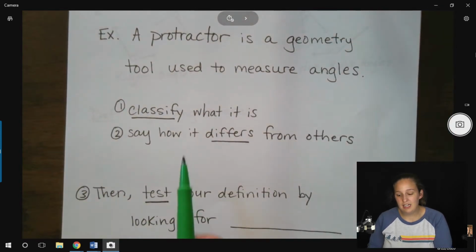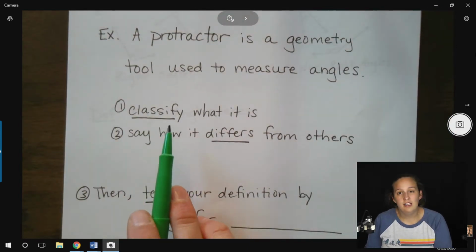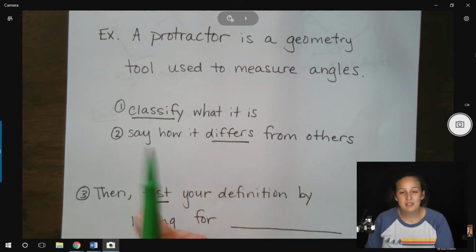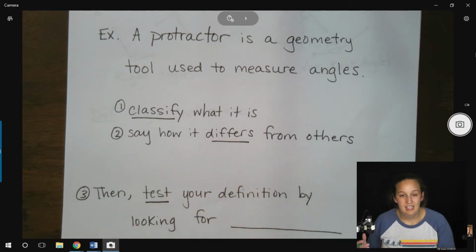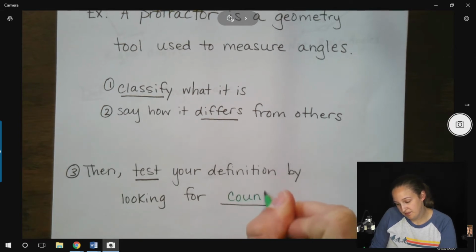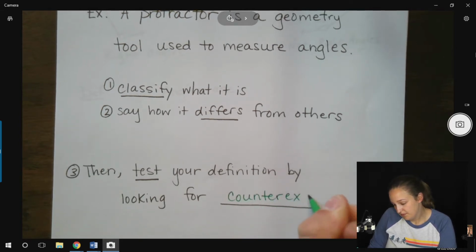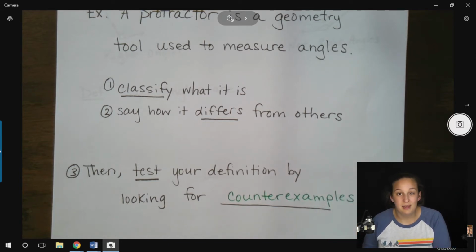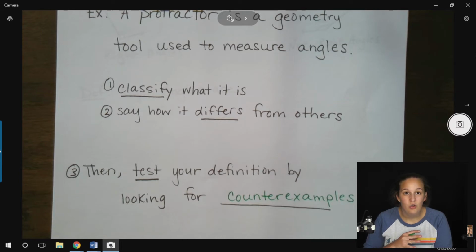The first thing is we're going to classify what it is that we're trying to define. So that's basically saying, what is it? And then you're going to say how it differs from everything else that might fall into that category. And then you're going to test it. And when you test a definition, you're looking for counterexamples. Counterexamples are just examples that would counter or cancel out your definition.